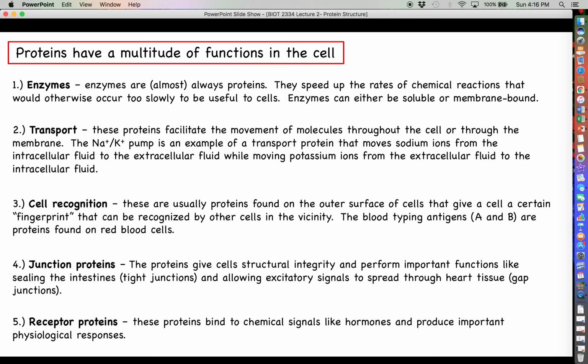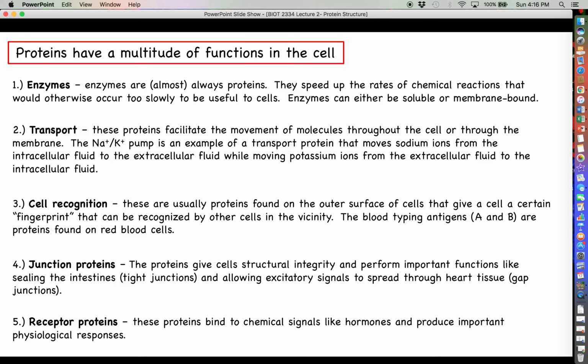Cell recognition proteins are almost always going to be found on the outer surface of the cell membrane, and they basically give the cell a particular fingerprint that can be recognized by other cells in the vicinity, usually the immune system. So the example we're going to look at here are the blood-typing antigens A and B. These are actually proteins that are found on the surface of red blood cells.